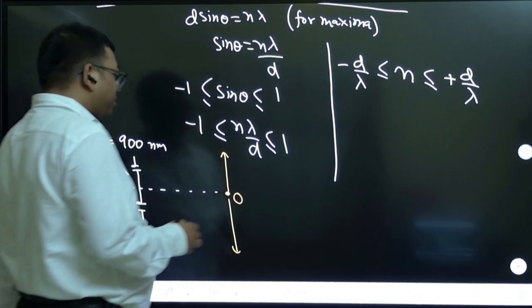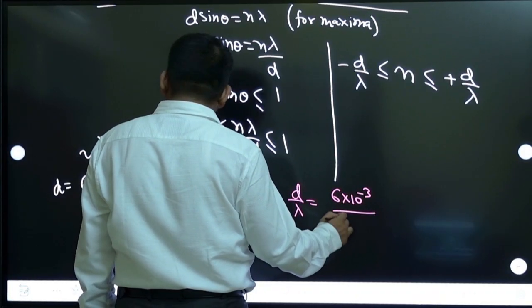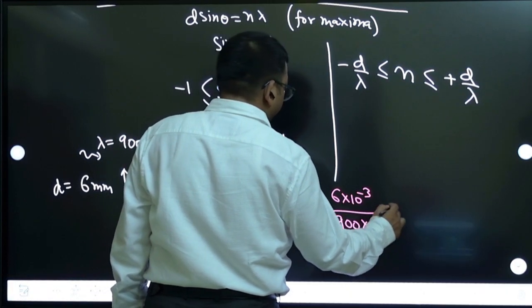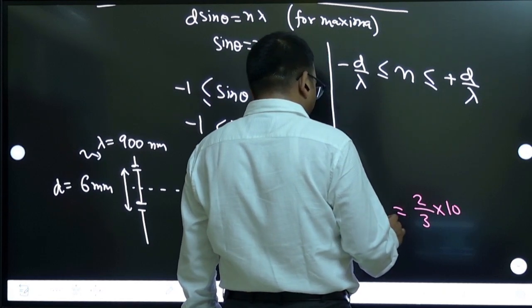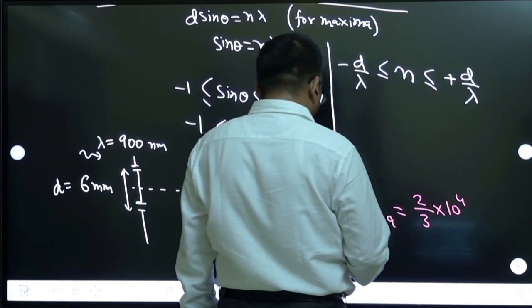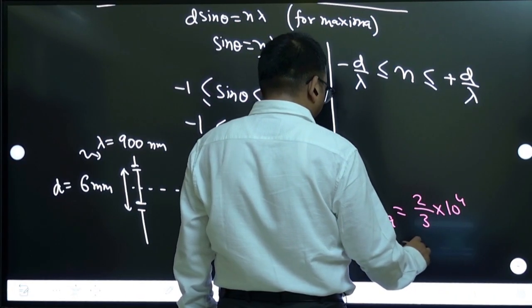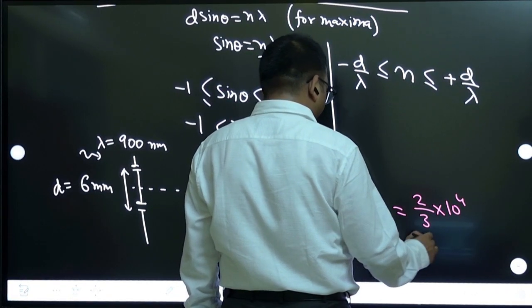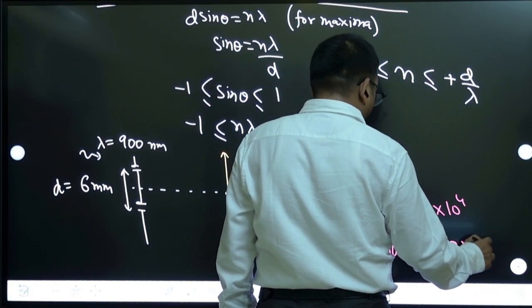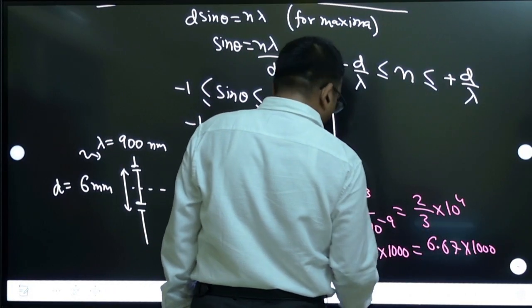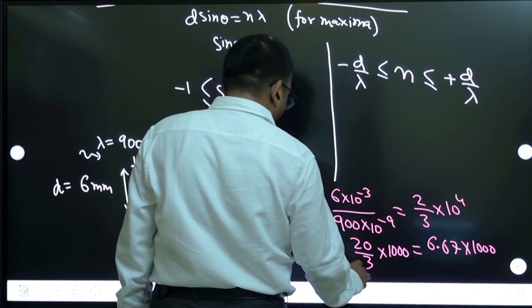So first let us calculate d by lambda. D is 6 millimeter, 10 to the power minus 3, and this is 900 nanometer, 10 to the power minus 9. So from here it is 6 by 9 into 10 to the power 6. It is almost 20 by 3, let us say, into 1000. 20 by 3 is nearly 6.67 into 1000. So nearly 6667 you can take.